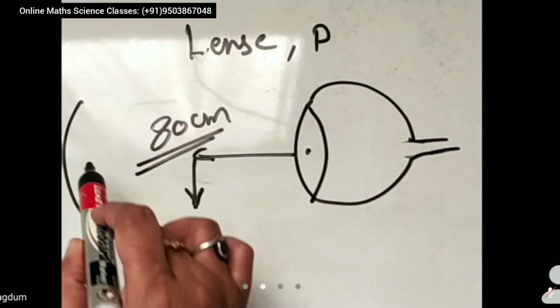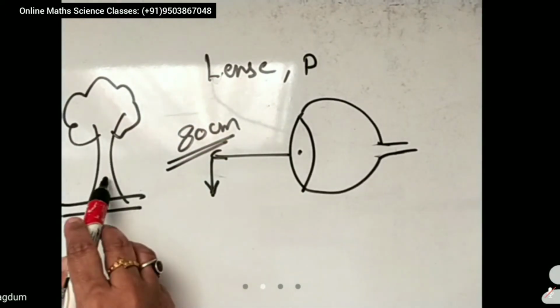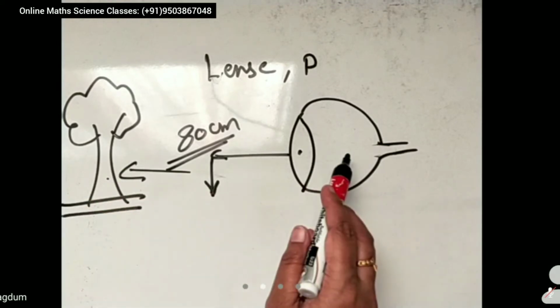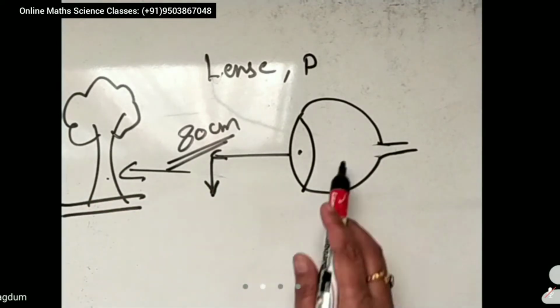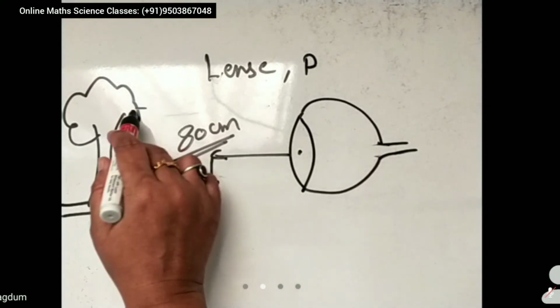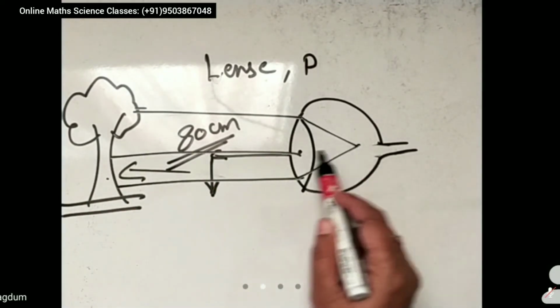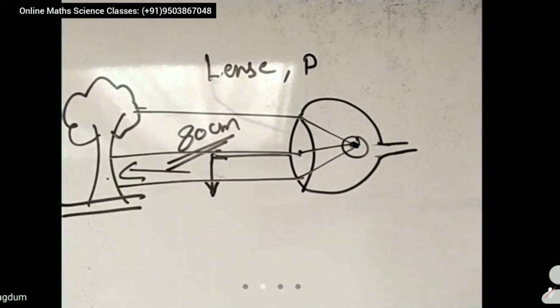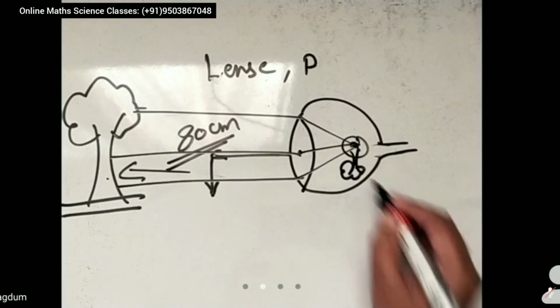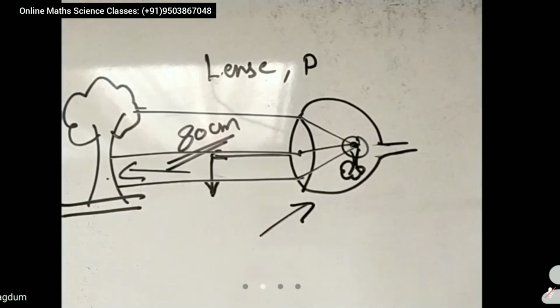See, the object is here. Okay, I will show you. Suppose the object is here and the object is beyond 80 centimeter, right? That person can see only the objects up to 80 centimeter, but that person is not able to see the objects beyond the 80 centimeter. Why? Because these are the light rays, and these rays are converging here. Converging here means before the retina and not on the retina. Since the image is forming before the retina, means before the screen, that person will not be able to see that object which is at a distant position.